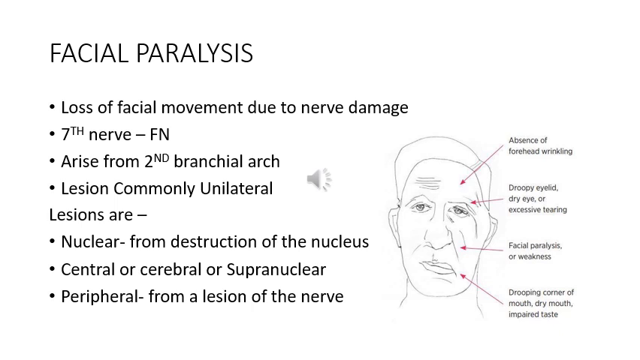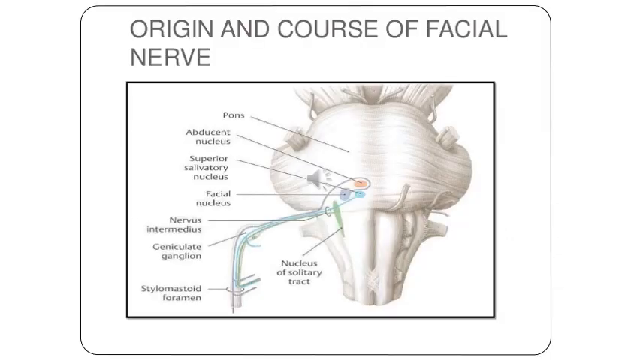So we need to know some basic anatomy of the facial nerve, its origin and course, and later learn the applied aspect, that is the symptoms of the condition. Here you can see the nucleus of the facial nerve, which is situated in the lower part of the pons. You can see a number of nuclei there, and among them is the facial nucleus, that is the motor nucleus, and the other two, the nucleus of solitary tract and the superior salivatory nucleus. The superior salivatory nucleus is the parasympathetic nucleus, and the nucleus of solitary tract is the sensory nucleus. All these combine together to form the facial nerve.